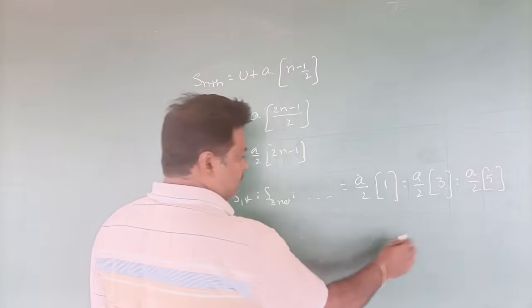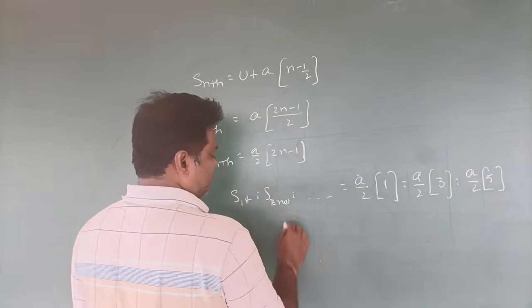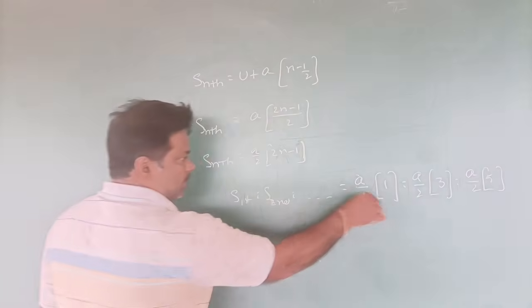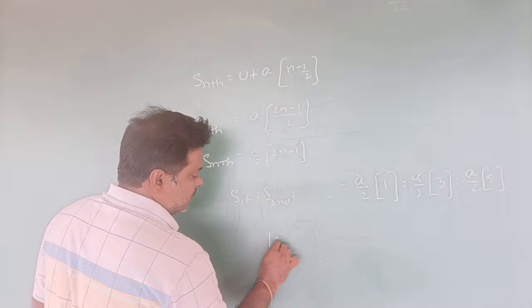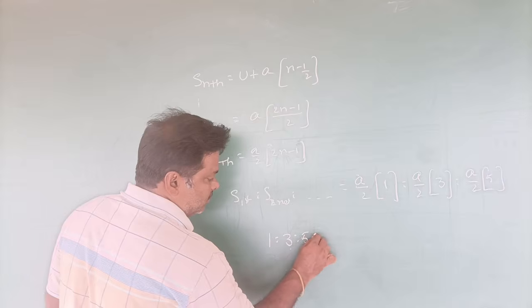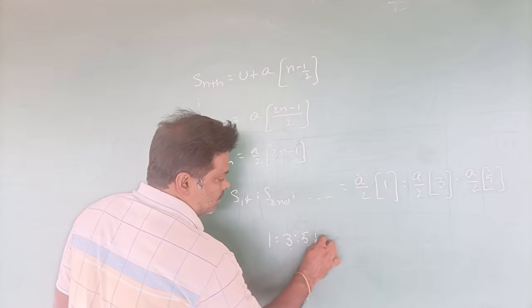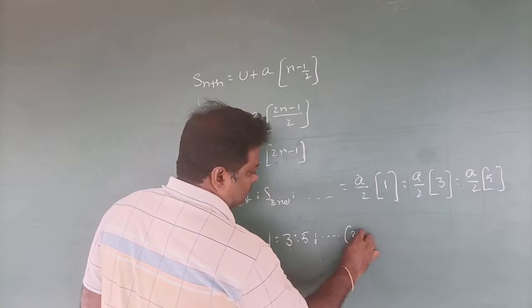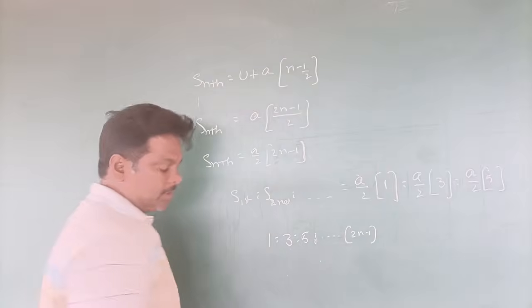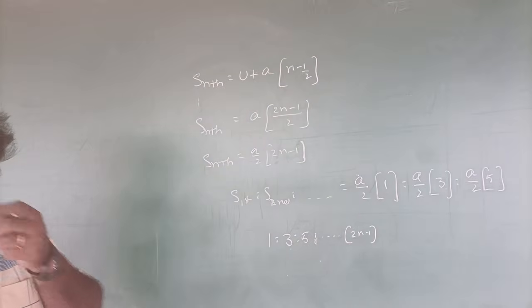So for further solving, what will you get? The last term is this one. By writing here, a by 2, a by 2, a by 2 will get cancelled. Then you will get 1 is 2, 3 is 2, 5 is 2, and so on. 2n minus 1 is the nth term. So your option is the first option, A.